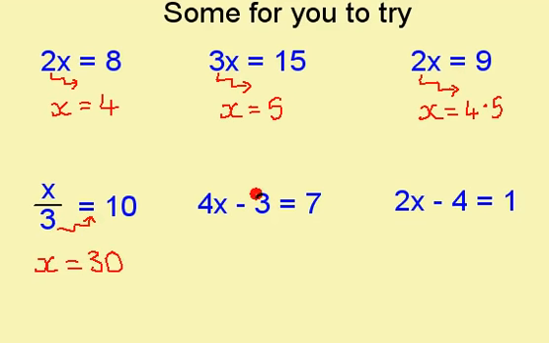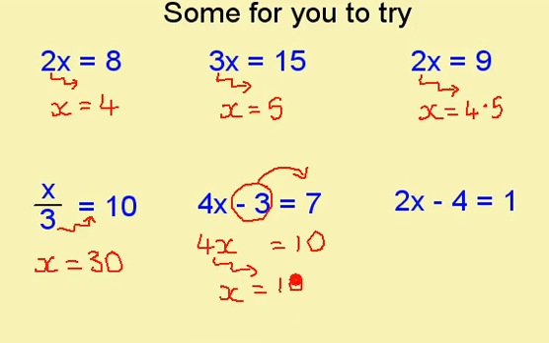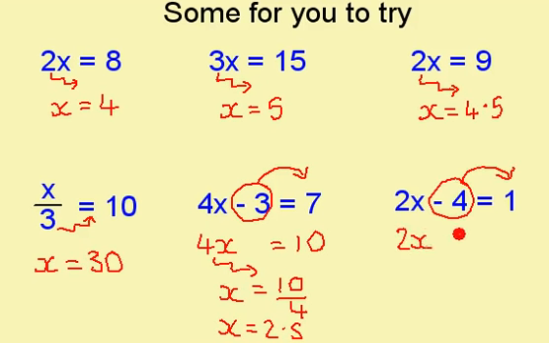Here, we've got a combination. So the minus 3 is going to float and ping first of all, which gives me 4x equals 7 plus 3, which is 10. Then 4 is going to go down the escalator. So we've got 10 over 4, which is 2.5. Another combination, we've got float and ping first. So the minus 4 is going to float and ping and become plus 4. 1 plus 4 is 5. And then we've got 2 to go down the escalator. So x is 5 over 2, which is 2.5.